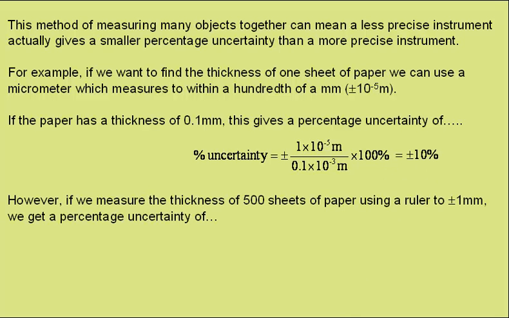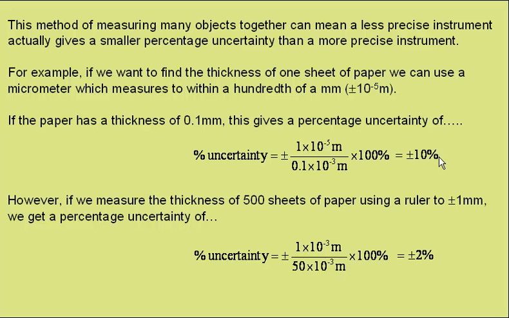However, if we measure the thickness of 500 sheets of paper using a ruler to within plus or minus 1 millimetre, we then get a percentage uncertainty of the millimetre over 50 millimetres multiplied by 100. This is just plus or minus 2%, 5 times better than with the more precise micrometer.